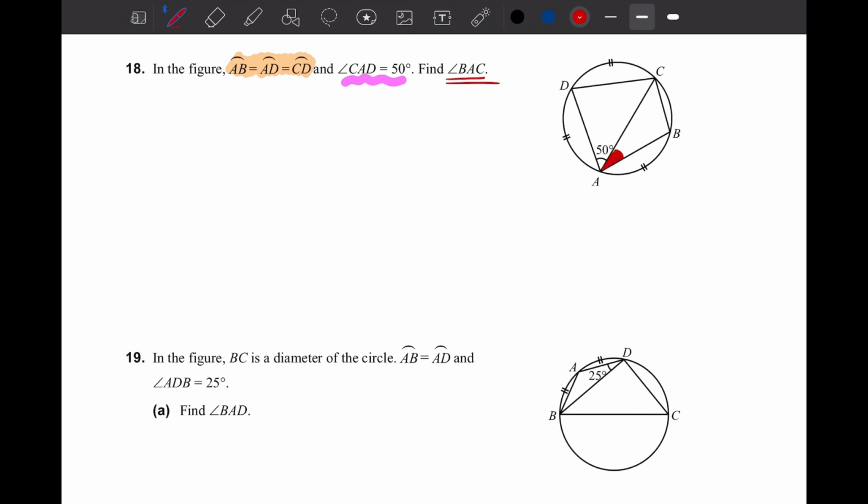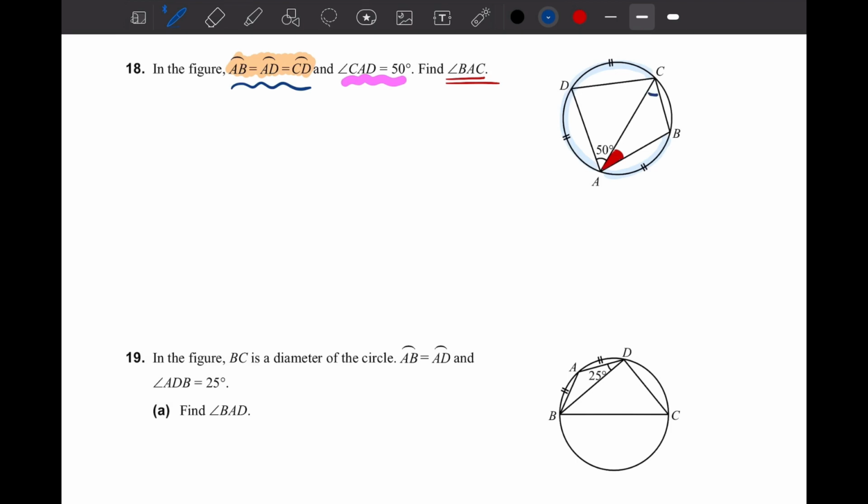And you know that they tell you these arcs are equal for a reason, isn't it? So if these arcs are equal, meaning probably there are some angles that are equal as well. So these arcs are equal. Okay. So let's see. If these arcs are equal, which angles are actually equal as well? So let's have a look.